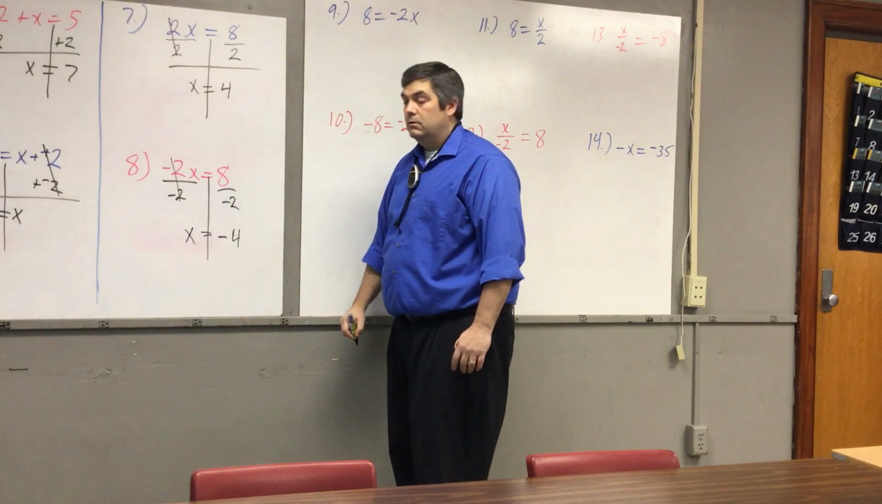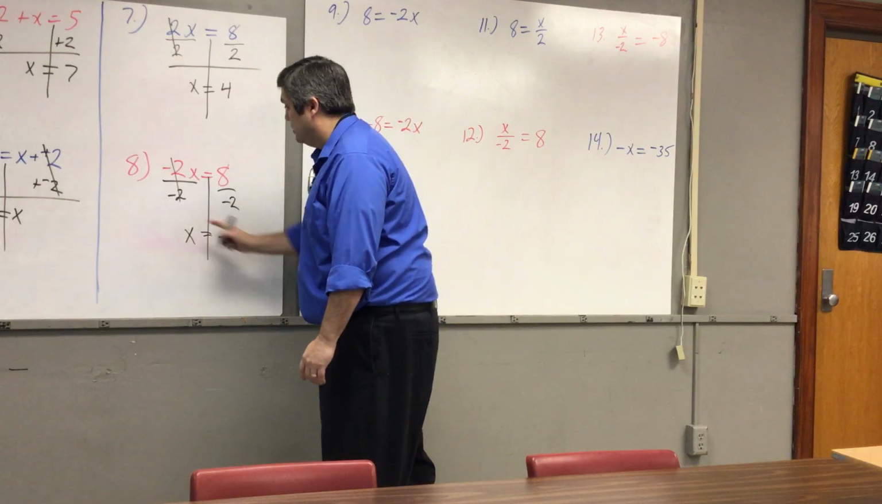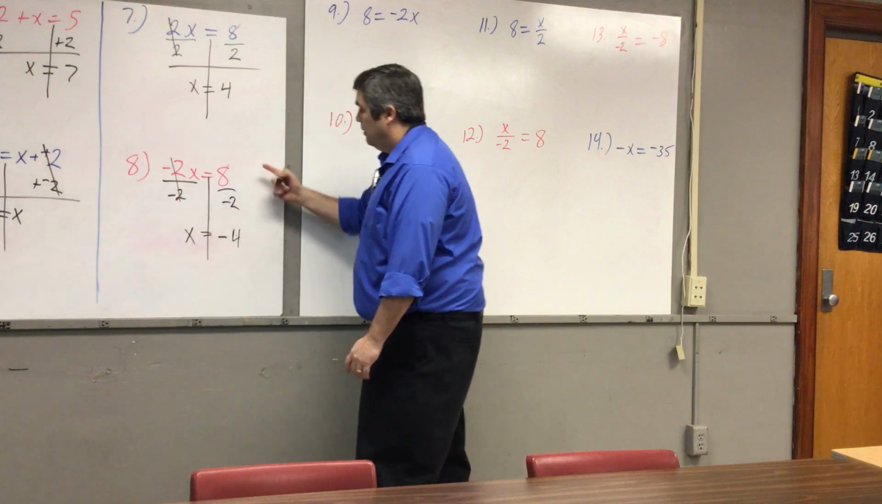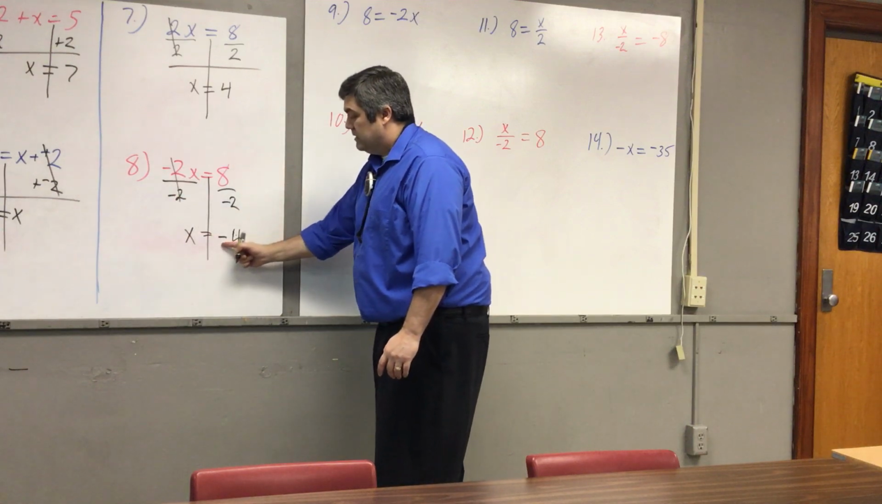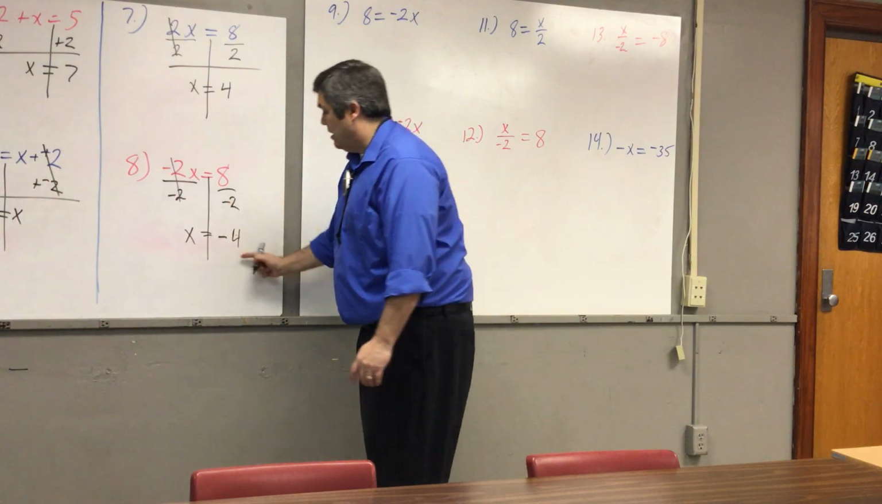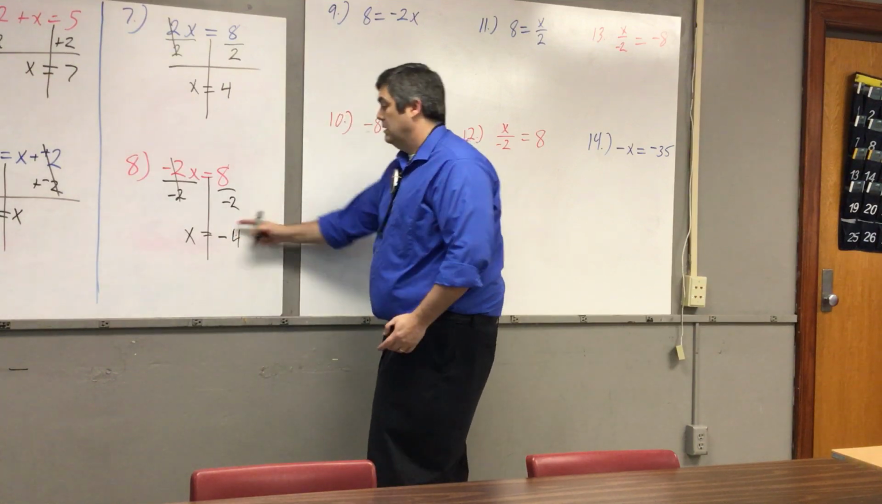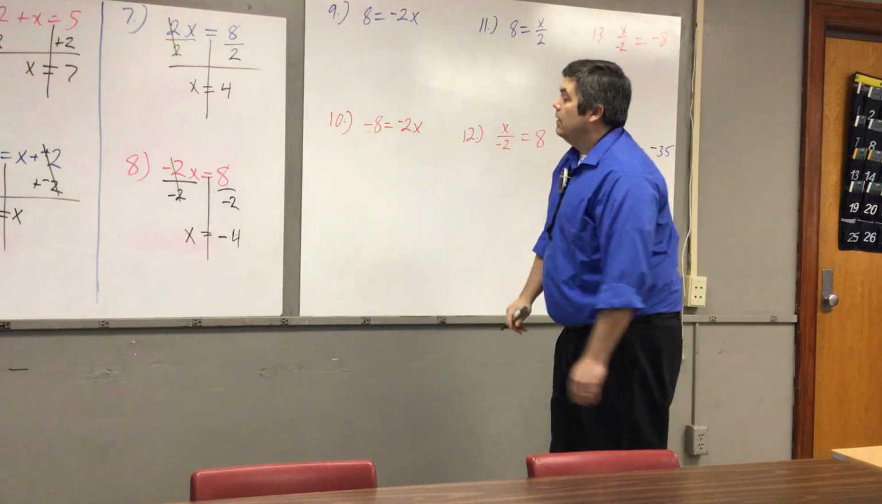Make sure you see how that works. Negative divided by negative gets me a positive. Positive divided by negative gets me a negative. Watch that. That's a common mistake right there too. A lot of you put that as a +4, but that's not what that is. That's a -4.